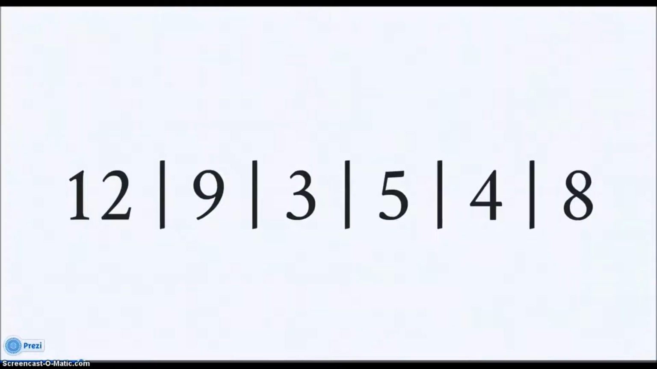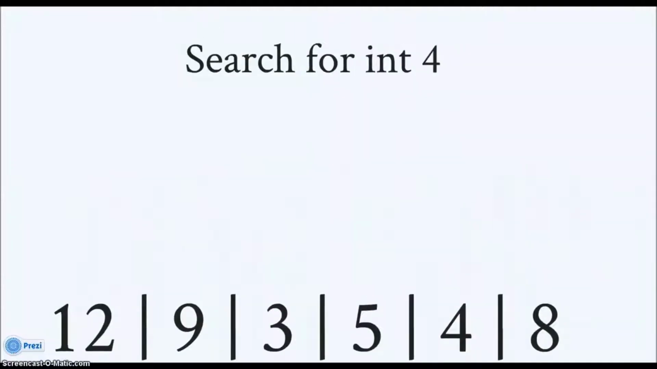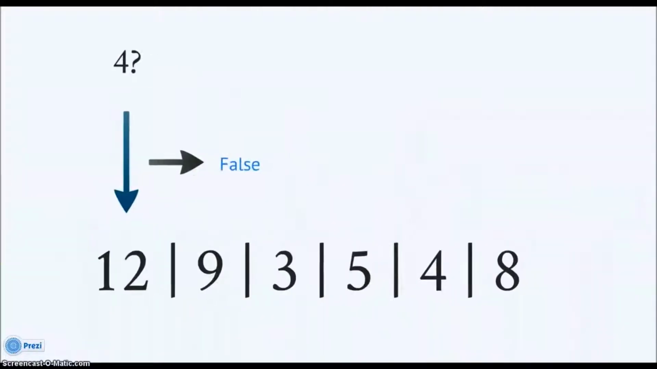Let's say we have an array of ints 12, 9, 3, 5, 4, and 8. I want to search for the int 4. First, the algorithm will start at the first index. It will compare the two ints, and since 4 and 12 are not equal, it will return a false.